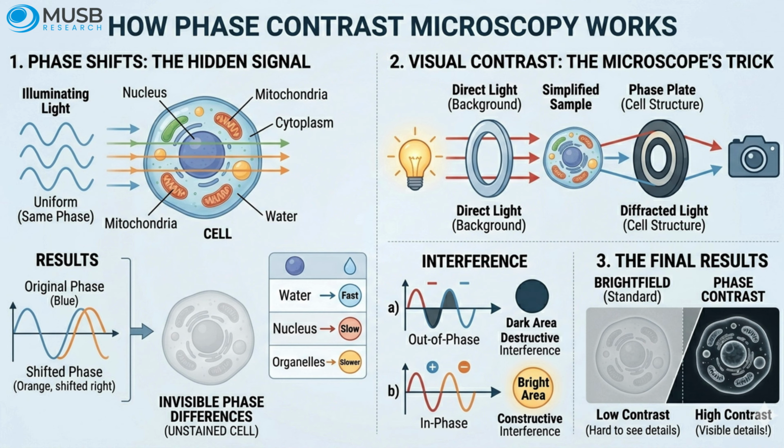Different intracellular structures, the nucleus, cytoplasm, mitochondria, lipid droplets, have different refractive indices, so light passing through each slows down by a slightly different amount. Phase contrast microscopy uses a specialized optical ring to convert these invisible phase shifts into visible differences in brightness and contrast. The result: cells appear crisp, bright, and 3-dimensional.